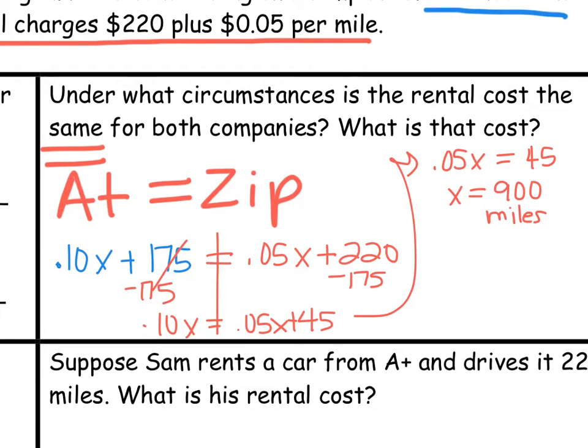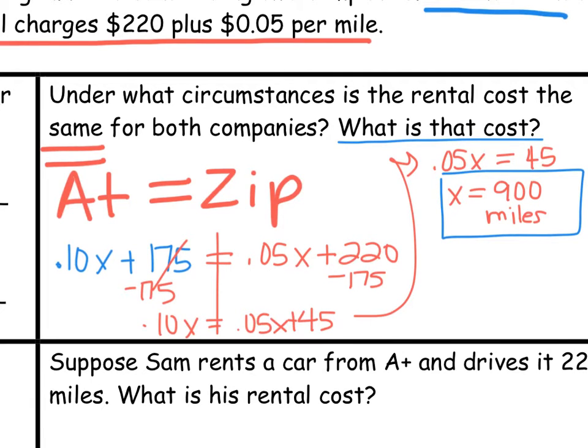So when you drive 900 miles for A+ Rental, and when you drive 900 miles for Zip Auto, your cost will be the same. Well, the second part of that question is, what is the cost? So I have to know if x equals 900 miles, how much is the cost for each company going to be? And since we set them equal to each other, they should be the same.